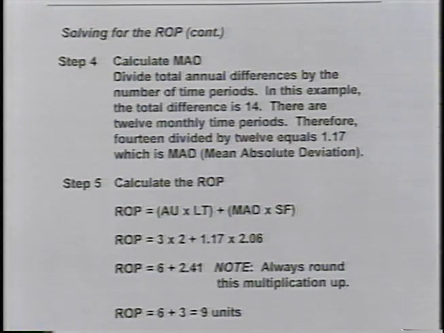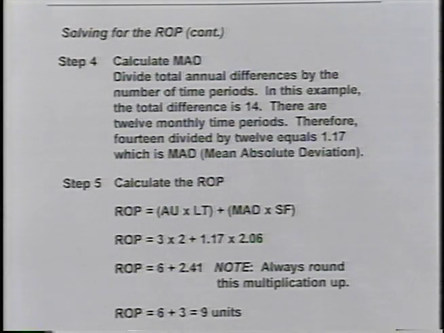I have average usage of 3. I have the lead time of 2 months. I have mean absolute deviation of 1.17. And I know my safety factor for 95% service level is 2.06.